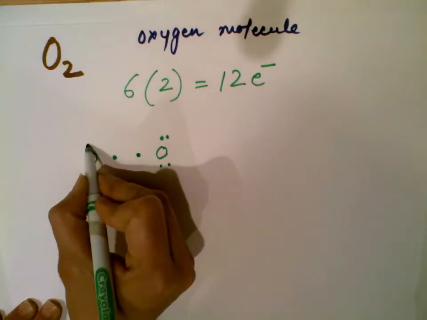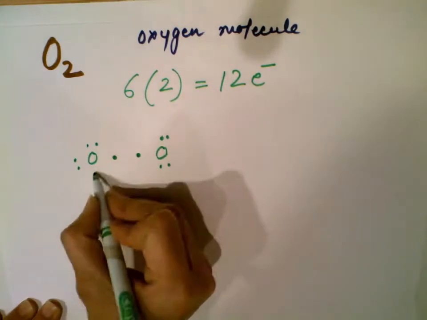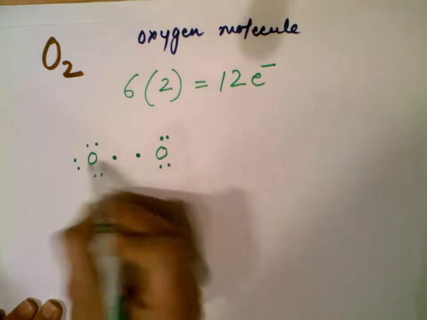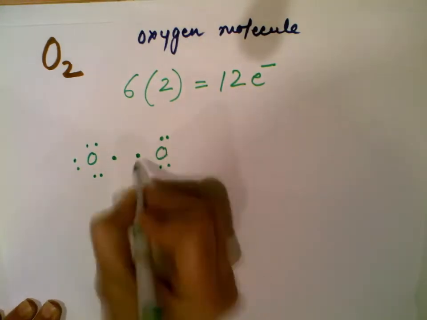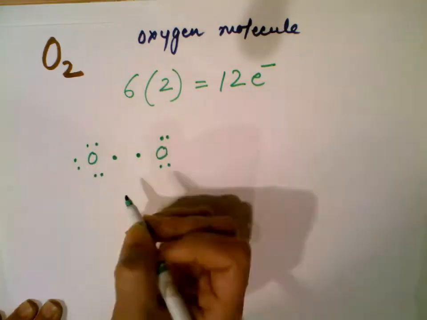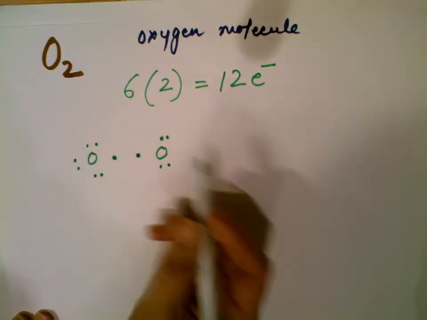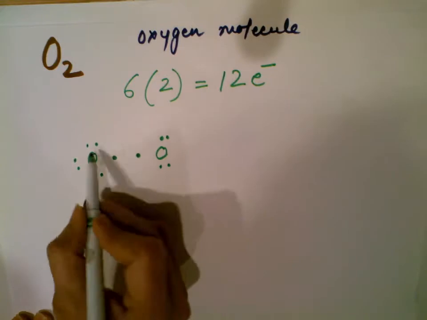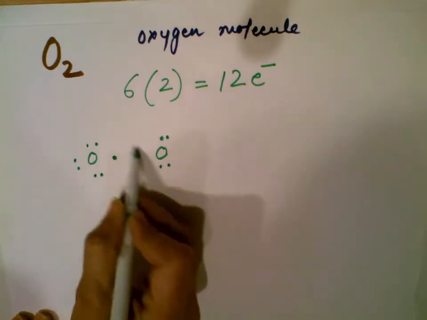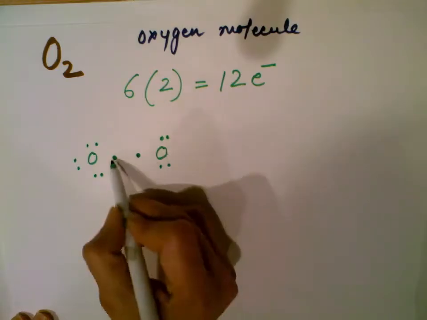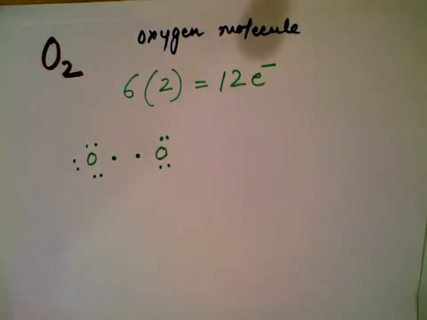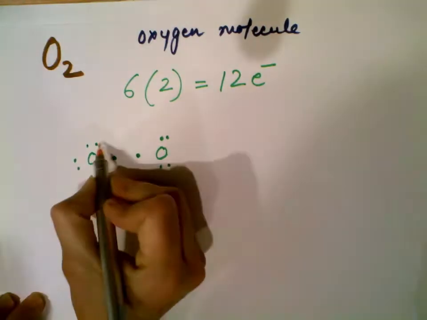So here, okay. Now you want to make sure that they are a total of 12. 1, 2, 3, 4, 5, 6, 7, 8, 9, 10, 11, 12. So that we are not making any mistake. Now this oxygen here, 1, 2, 3, 4, 5, 6, 7, 8, completes its octet. However, this one doesn't. 1, 2, 3, 4, 5, 6 only. And we have to make sure that they all complete their octet. So what are we going to do?